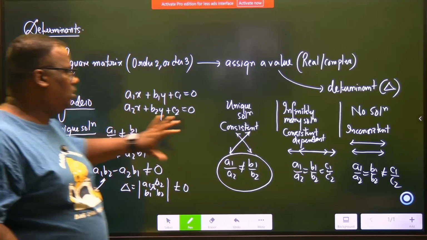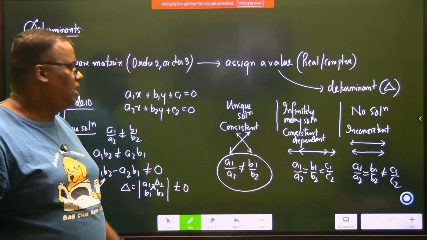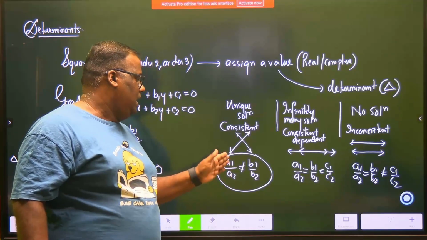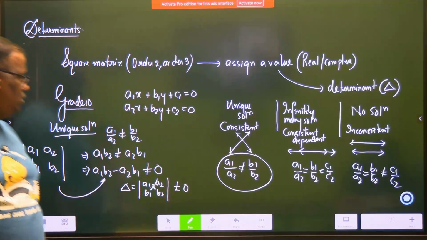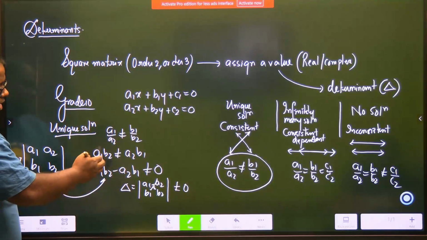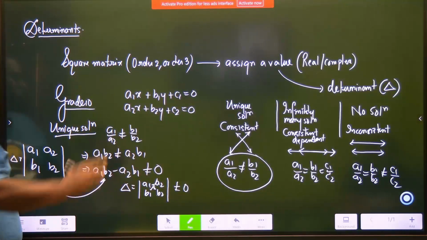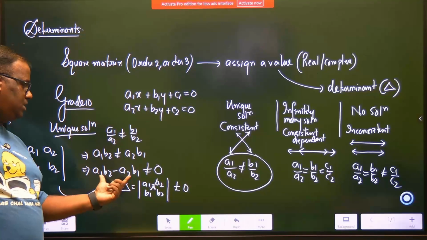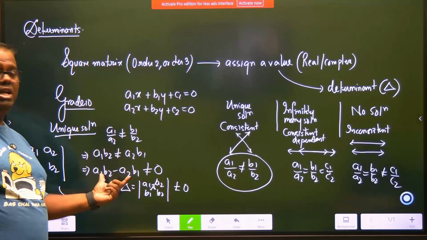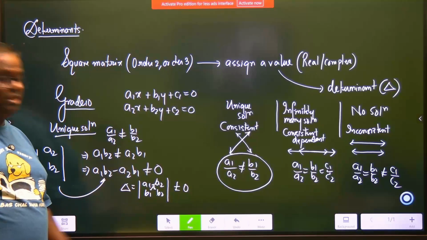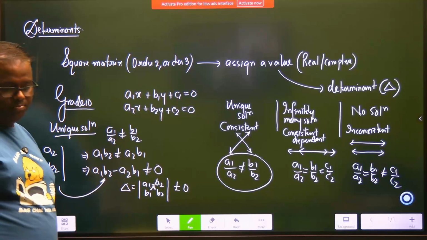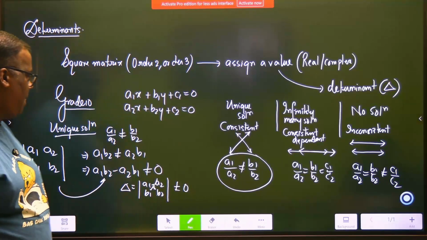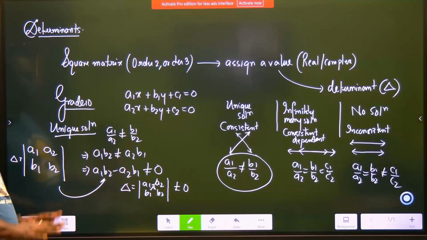So I just recall what we had studied in grade 10, and we bring out the criteria for unique solution. In unique solution, we say A1 upon A2 is not equal to B1 by B2, which can then be transformed as A1 B2 minus A2 B1 is not equal to 0. You just cross multiply, bring it this side. How do you express this particular statement on the left hand side? That is expressed by the word determinant. This is determinant. Okay? So the determinant of any 2 by 2 matrix cannot be equal to 0.